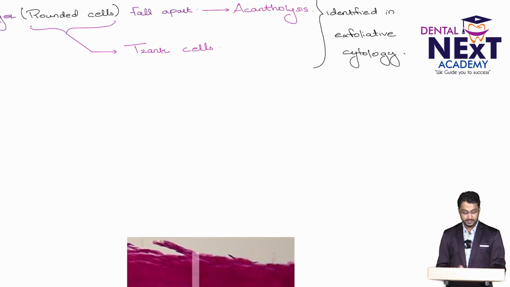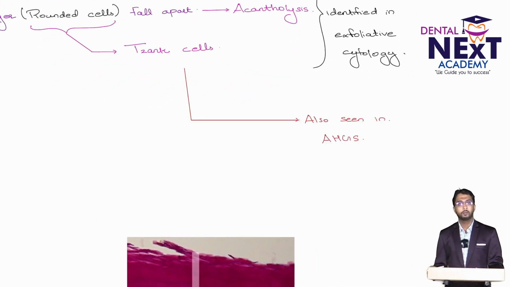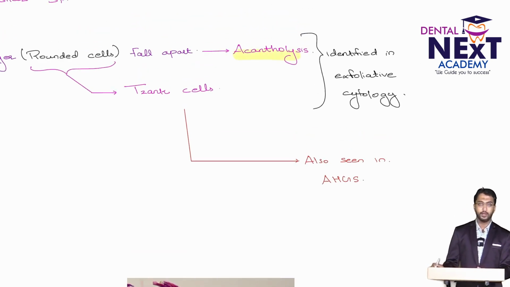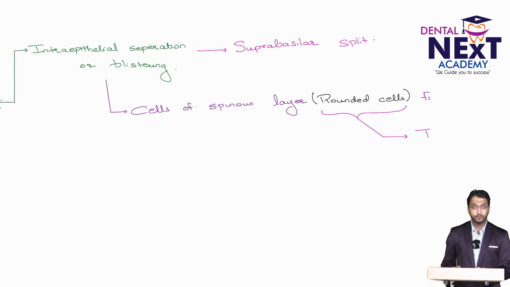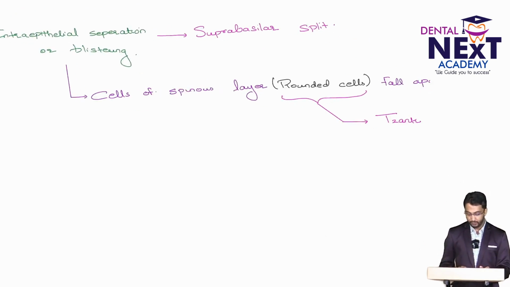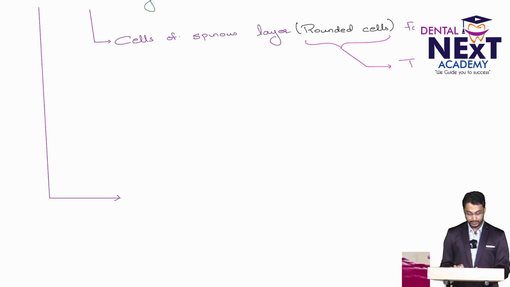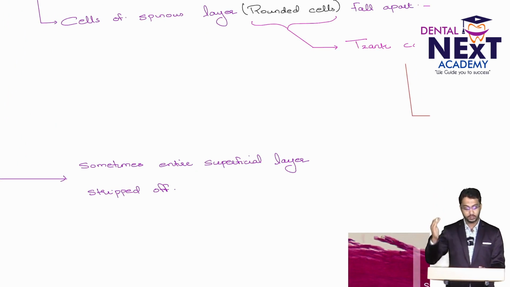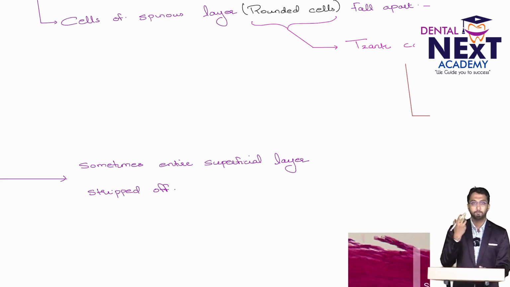Now, Sang cells are seen in acute herpetic gingivostomatitis also. That is, acantholysis is seen in two lesions. What are they? Pemphigus vulgaris and acute herpetic gingivostomatitis. Okay, so we saw intraepithelial separation. Basically, initially it involves the spinous layer where you get acantholysis. Now it can involve the entire superficial layer, which just falls away, not just the spinous layer. The entire superficial layer is stripped off.